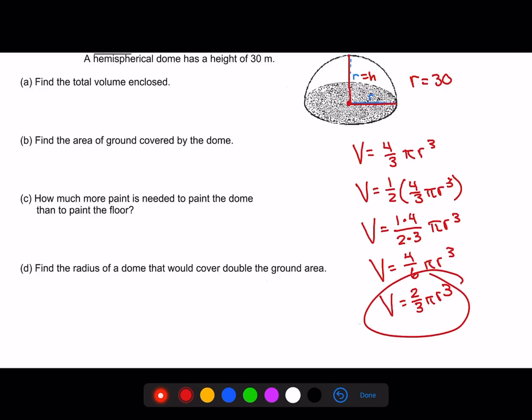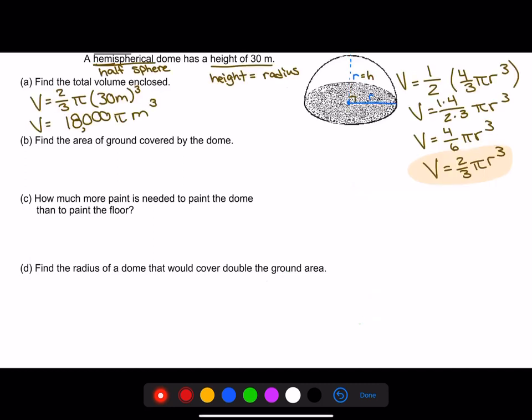So that's all we got to do to find out this total volume enclosed. Volume is equal to 2/3 pi times 30 cubed. Now again, this is 30 times 30 times 30 times 2 divided by 3. That's what we're going to be doing. Doing so will give us our volume as 18,000 pi meters cubed. So that's the volume of this hemisphere.